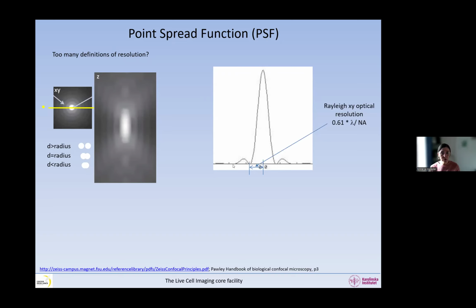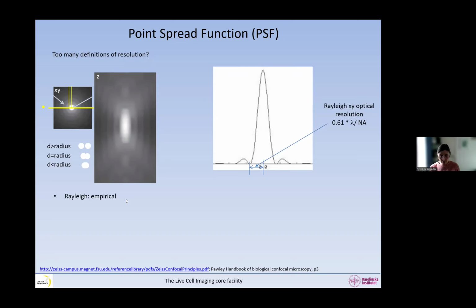What is this radius? This is again an intensity profile through the XY image of the point spread function. And what you can see here is that the radius is going to be this distance in here. And this actually corresponds to the Rayleigh XY optical resolution, 0.61 lambda divided by NA. So this is the equation that we will use, and that corresponds to the radius. And this is what it means in real life. But this equation is actually empirical.